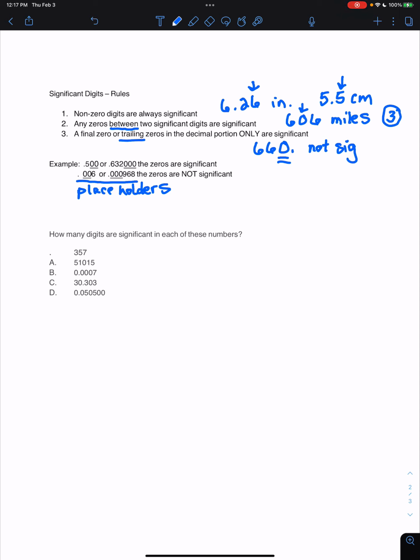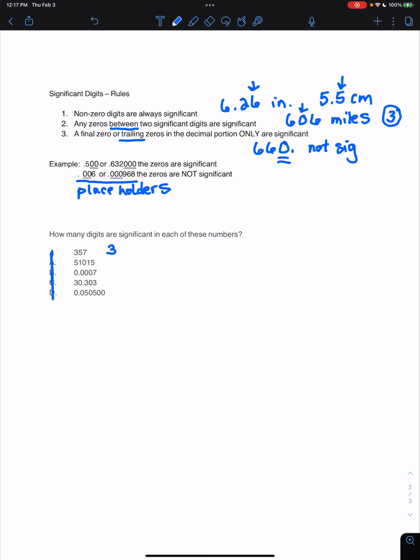Okay. I'm going to show you a few example problems, and hopefully this will help you to understand what's going on with significant digits. For some reason, my letter names are not lining up with my numbers, so let's just ignore the letter names here. Let's talk about 357. All of those digits are significant because they are all non-zero digits. So we would have 3 significant digits in this first example. All non-zero digits are always significant.